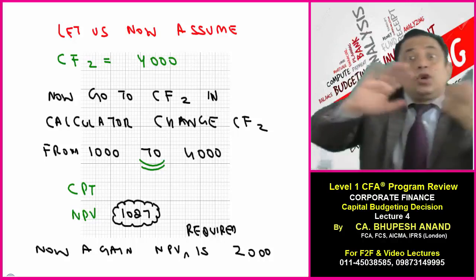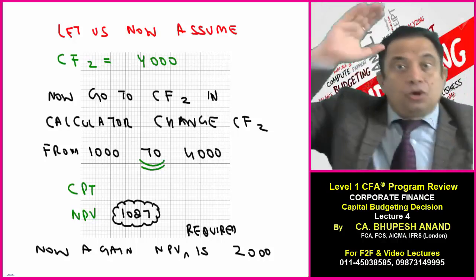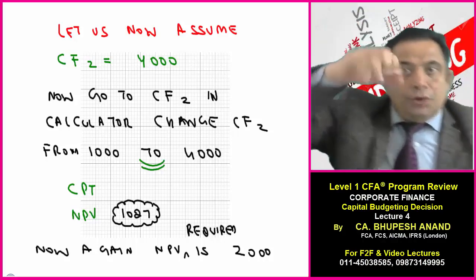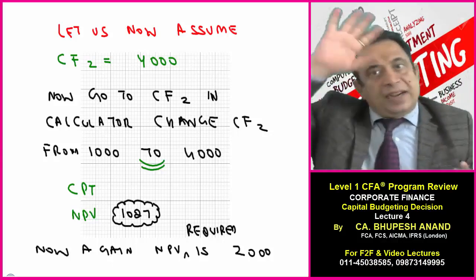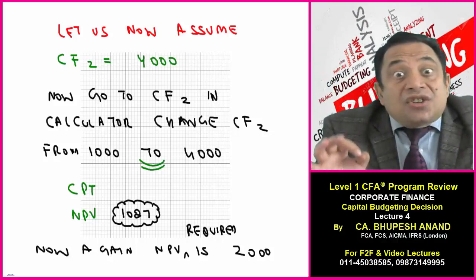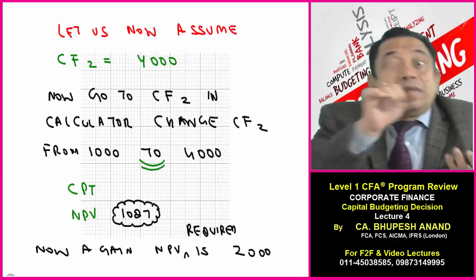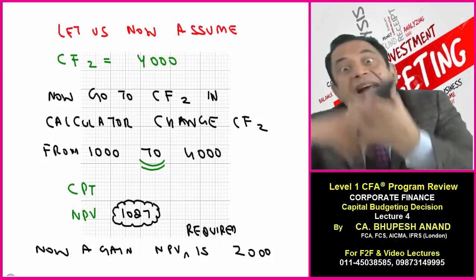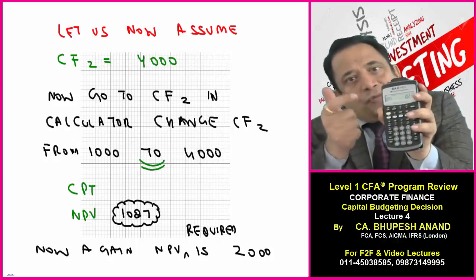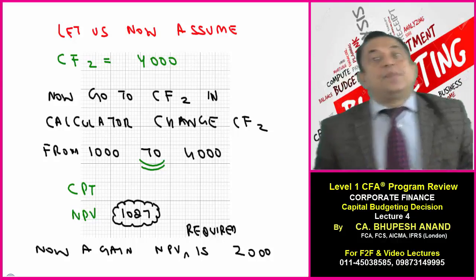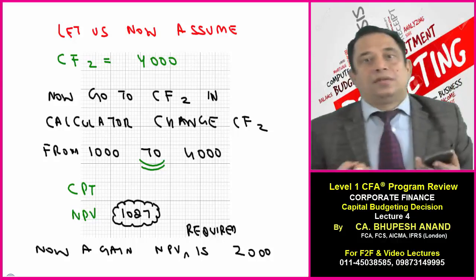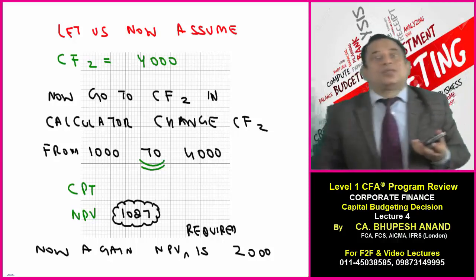It means there is no need to change cash flow 0, cash inflow 1, cash inflow 3, cash inflow 4. No need to change I/Y 25, that is already given in the question. Just I have changed cash inflow 2. Instead of 1000, I have made it 4000. I have just rectified cash inflow 2, and the net result is NPV as 1027. But I require an NPV of 2000. Again, there is a shortfall of 1000.